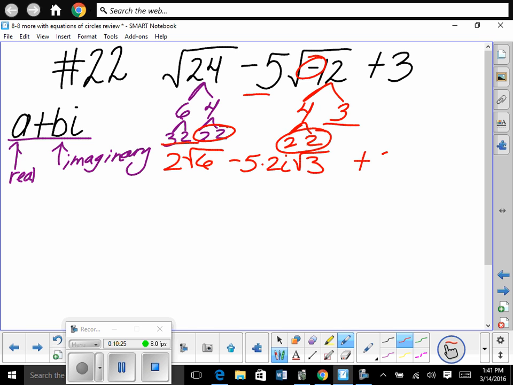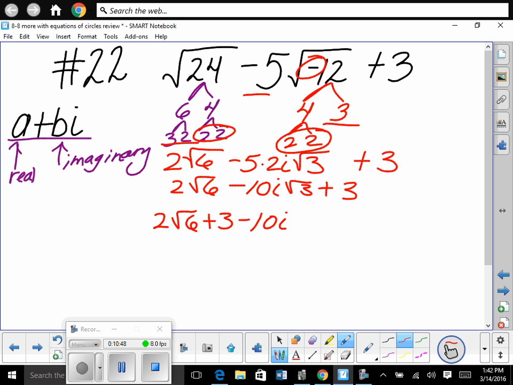And then we have plus 3. So really right now we have this. 2 square roots of 6 minus 10. Can't you multiply a real number with an imaginary number? Yeah, right? 2 times i is 2i, right? So this will be negative 10i square roots of 3 plus 3. Does everybody see that this is an imaginary part? Okay, so these are the real parts. So let's see. We have 2 square roots of 6 plus 3 minus 10i square roots of 3. So there's our real parts, and there's our imaginary parts, right?